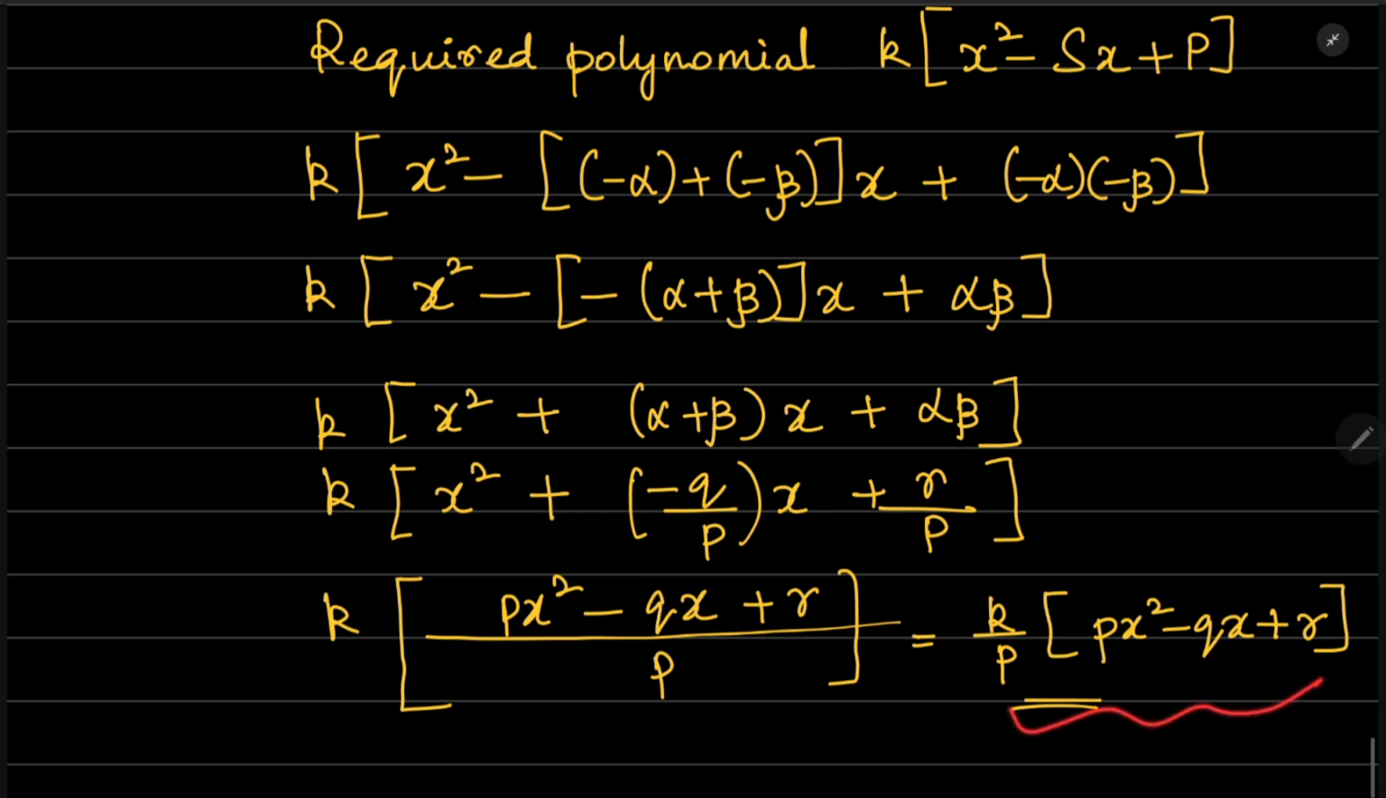Now this required polynomial has the zeros minus alpha and minus beta. This is your final answer. I hope it is clear. Now let's move on to the next question.